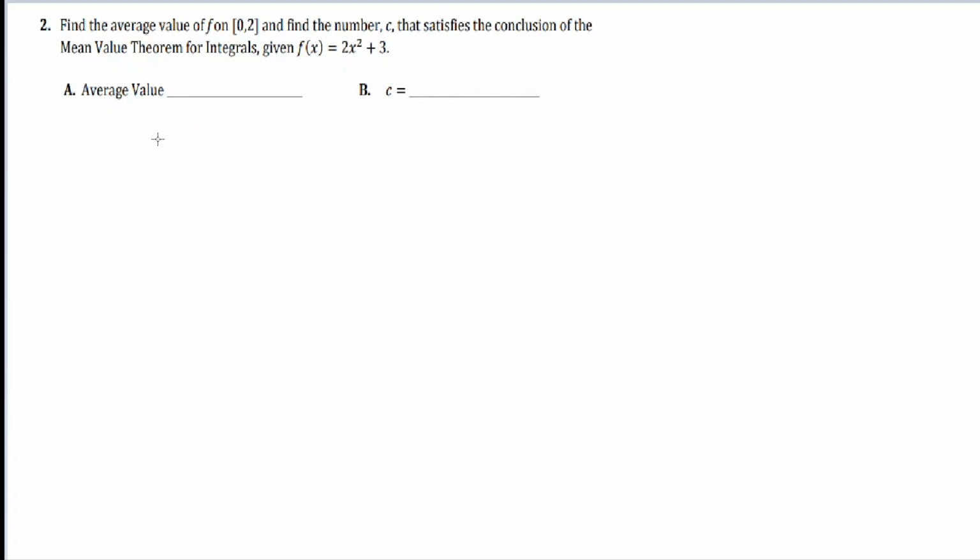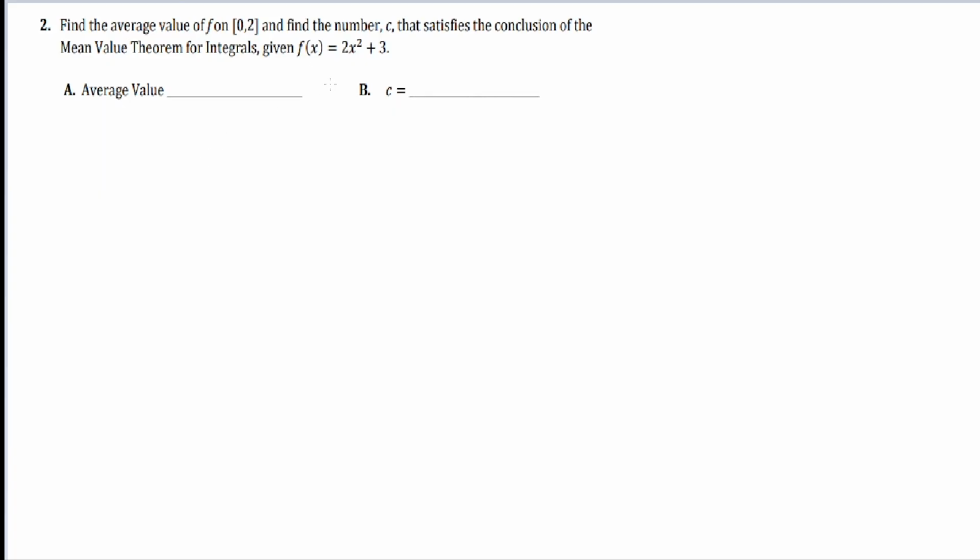Now, number 2 question on the study guide tells us that we need to find the average value of f on the specific interval and find the number c that satisfies the conclusion of MVT for the integrals given this specific integral. This is very good. This actually is a very simple problem that is pretty easy, and I would be very happy to see on any exam, including AP. So first things first, we need to find the average value.